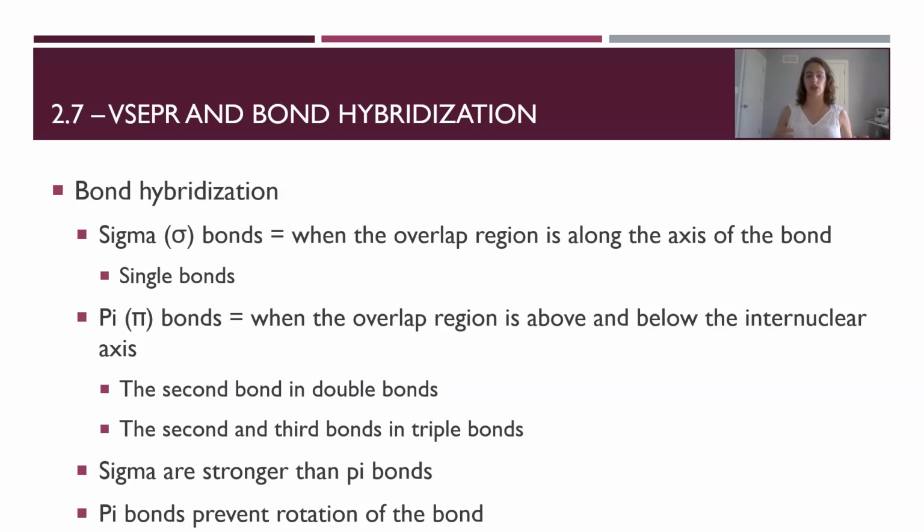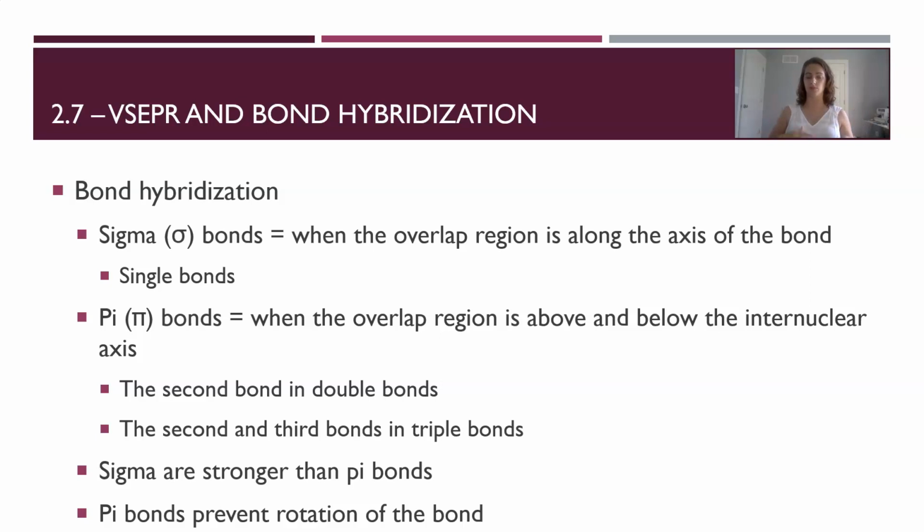Pi bonds form when the overlap is above or below that axis between the two atoms. So you're always going to have a sigma bond. You can't have a pi without a sigma. So that center one has already been accounted for. So if you have more overlap either above or below, so that happens when you get double and triple bonds, those are pi bonds. So if you have a single bond, it's sigma. That's it. If you have a double bond, you have one sigma bond, you have one pi bond. If you have a triple bond, you have one sigma bond and you have two pi bonds.